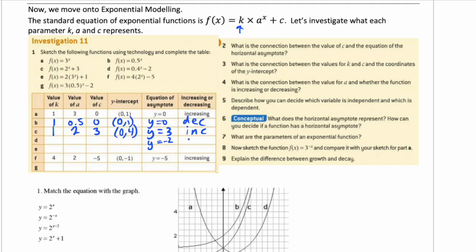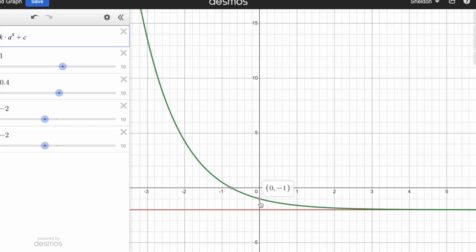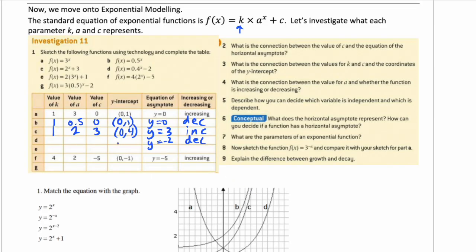It's a decreasing function because the a value is less than 1. The y-intercept is (0, negative 1), because it went down 2. And these values are 1, 0.4, negative 2.